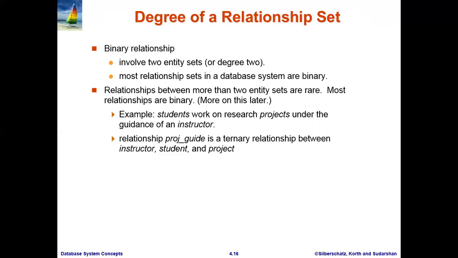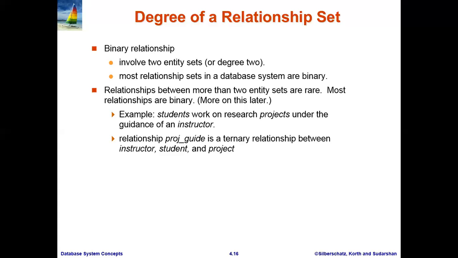So there are two entity sets and they have a relationship set present between them. Then we call it degree 2, and the relationship set which is present between the two entity sets is called a binary relationship set. And most relationship sets in the database system are binary. The relationships between more than two entity sets are very rare, but they can be present.